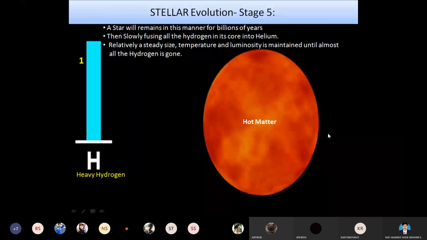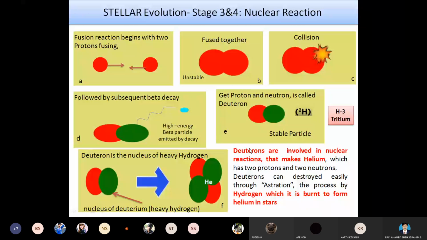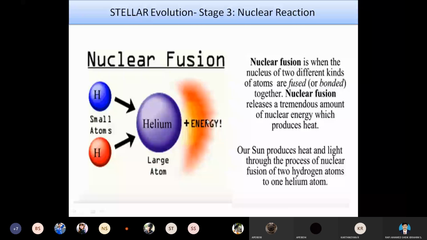It is the initial stage. So these are the nuclear reaction processes. What is the mechanism taking place? Initially two protons, but finally it results in a proton and a neutron. This proton and neutron together is nothing but heavy hydrogen. This heavy hydrogen undergoes a nuclear reaction once again, and it results in the formation of two protons and two neutrons, which is nothing but helium. This is the nuclear fusion reaction mechanism.